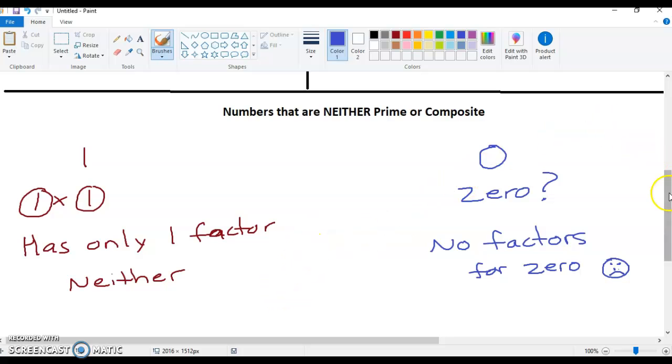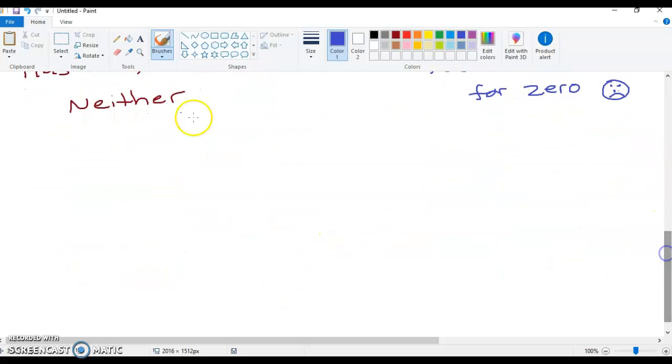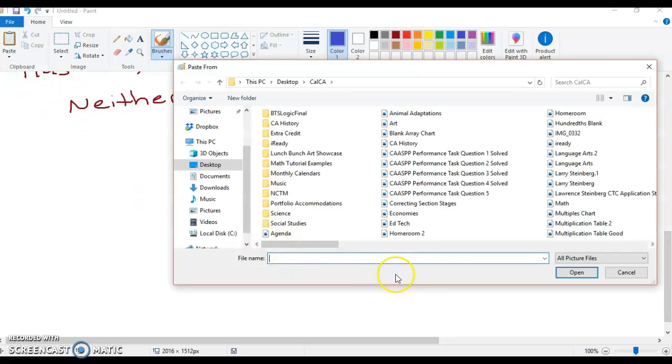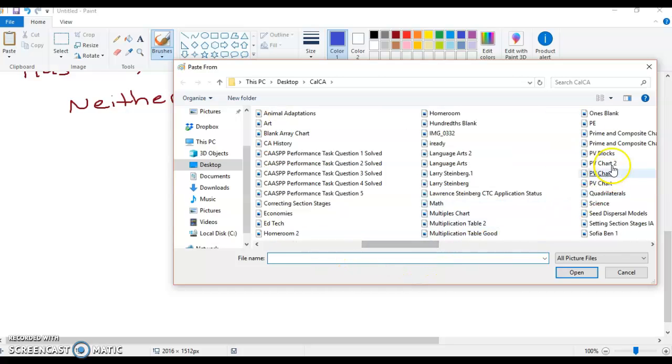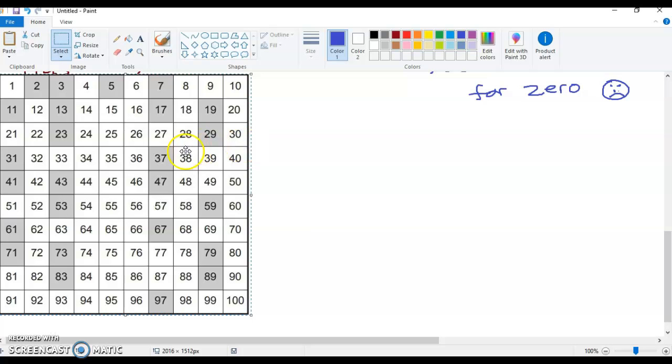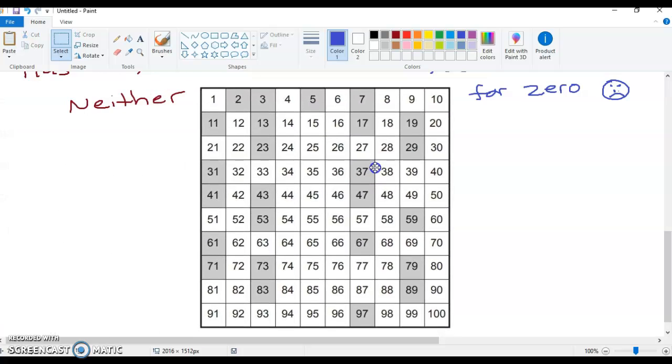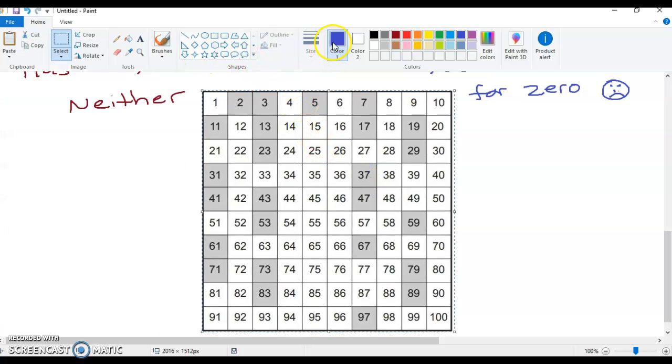Okay, so here, let me provide you hopefully with a chart. If anybody ever needs this, I'm sure I'll make this available. I have actually two. This one I just found. So you can see from 1 to 100, this chart will list all the numbers. The ones that are gray are the numbers that are prime.